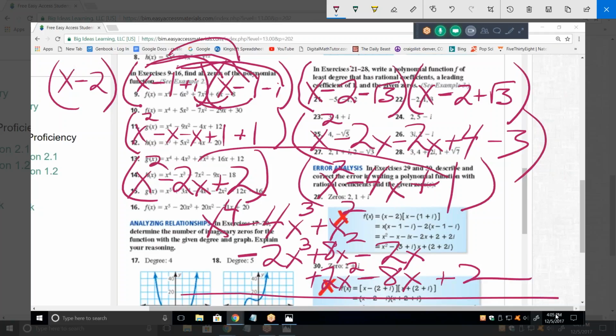Simplify. So x to the 4th minus 6x to the 3rd plus 11x squared. Minus 10x plus 2. Okay. There's your answer.